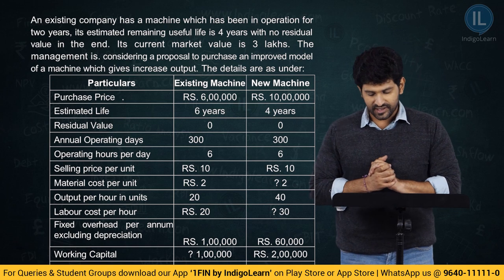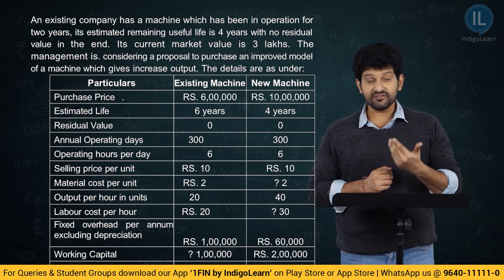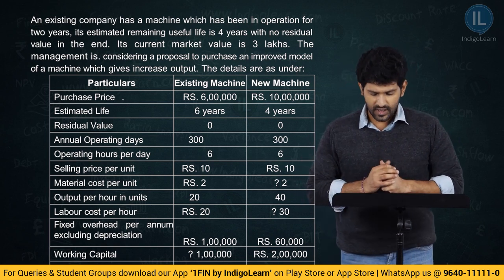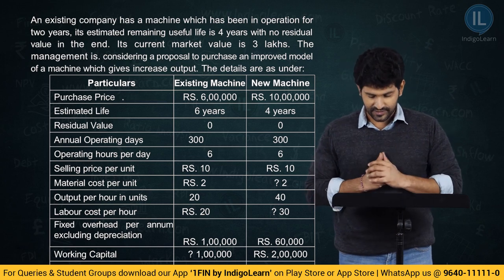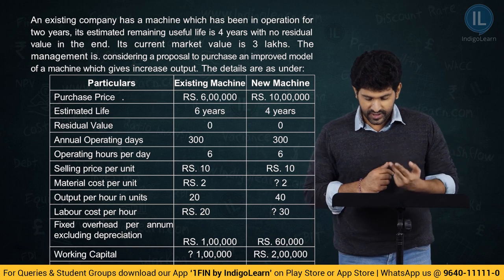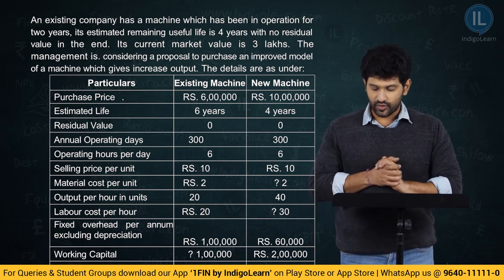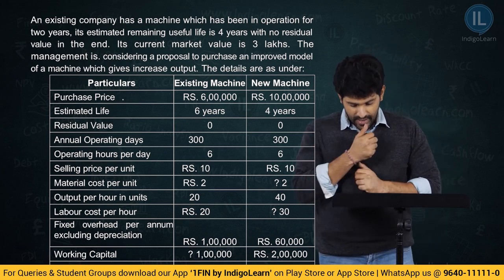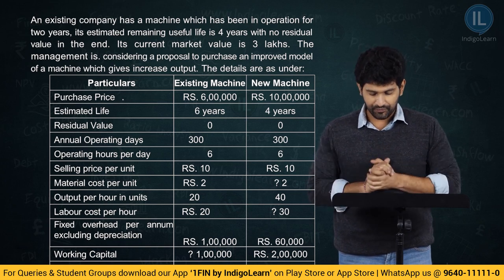The management is considering a proposal to purchase an improved model of a machine which gives an increased output. The details are as under. Purchase price of the existing machine is 6 lakhs, new machine is 10 lakhs. Estimated life is 6 years and 4 years. Therefore, as 2 years has already been exhausted, because the question says remaining useful life is 4 years, and that of the new machine is also 4 years, therefore in the same timeline. Then residual value for the existing machine as well as the new machine is 0.